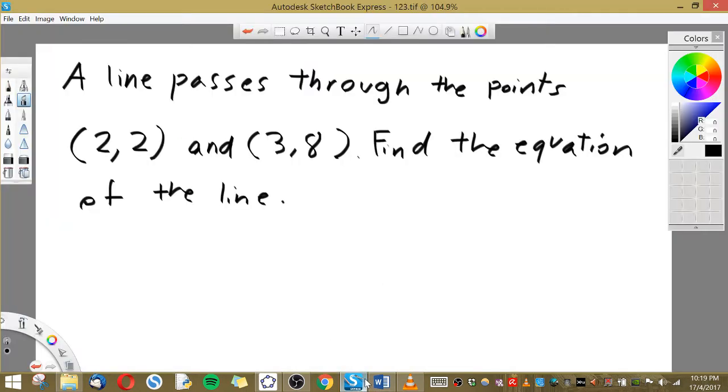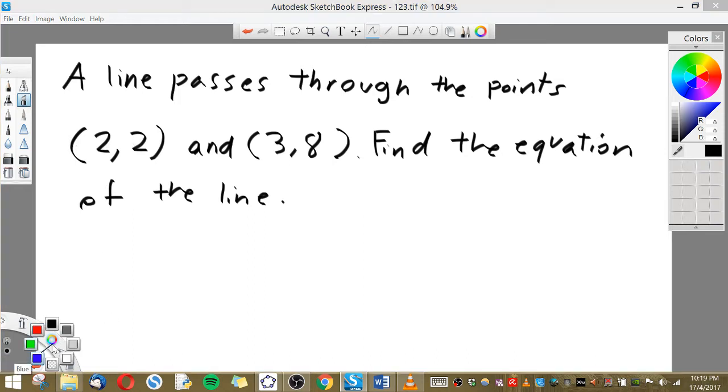Okay, so this is how questions would look like. A typical question in the exam would give you 2 points. In this case, the points are (2, 2) and (3, 8), and you're supposed to produce the equation of the line. So you actually need to find a few things first. Actually, just 2 things. Okay, so I'm going to write them down.